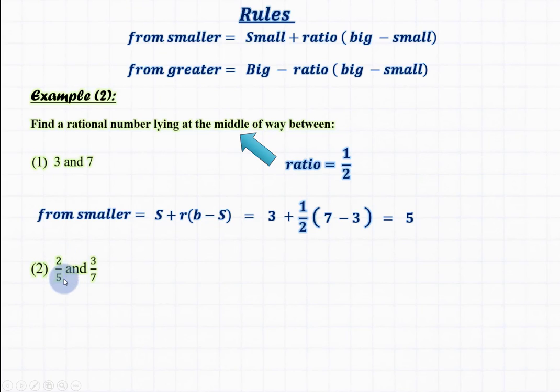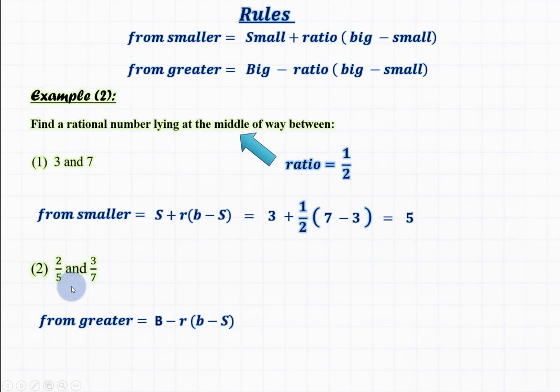Example number 2, 2 over 5 and 3 over 7. We can solve this example also from the greater or smaller side, because the ratio equals 1 over 2. And the rule from the greater side equals big minus ratio and inside bracket big minus small.